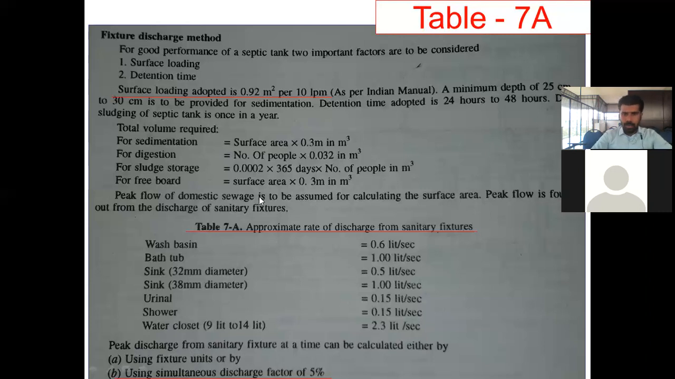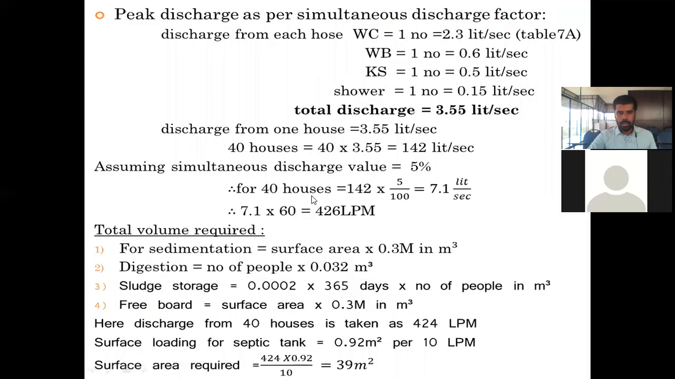So let's come back to our answer. I came to this table 7A to make you know that you need all these things to find out the total volume. So let's come back to our peak. So the peak discharge as per simultaneous discharge factor: discharge from each water closet will be 2.3 liters, wash basin is 0.6, kitchen sink it is 0.5, shower it is 0.15.